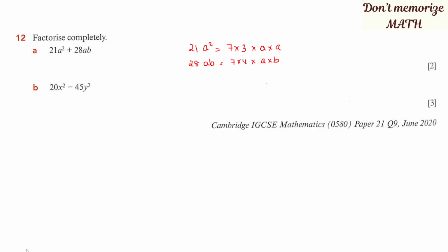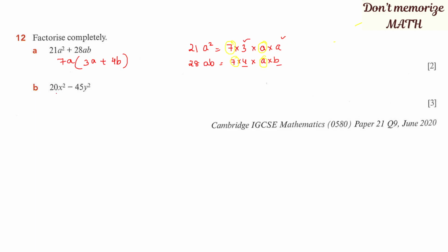Check for common. What is common here? In number you can see 7, and in letters you have a is common. So you can take 7 and a outside. So factorization will be 7a in bracket. What is remaining here? 3a is remaining. The operation is plus, so put plus. Here the remaining is 4b, right? So 3a plus 4b. So 7a times (3a plus 4b) is the factorized answer.